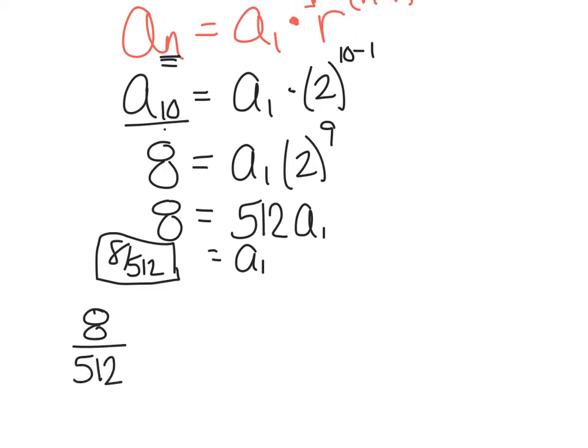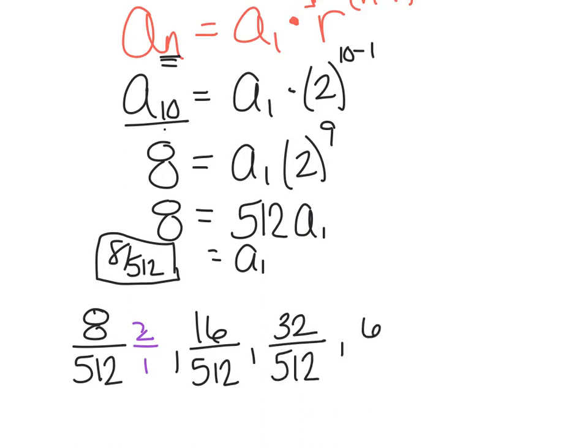And my ratio is 2, so I'm just multiplying each of these by 2 over 1. So my next term would get me 16 over 512. My next term would be 32 over 512, 64 over 512, and 128 over 512. And that leaves me with the first 5 terms.